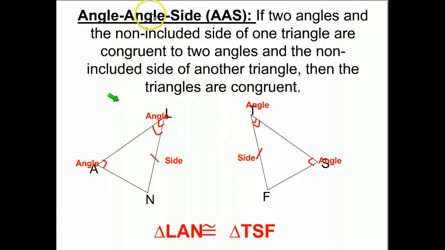Once again, here's a quick look at the AAS postulate and a reminder of what it means. It's exactly like it looks. AAS means we have an angle, followed by a side. An angle and an angle, followed by a side in this triangle, congruent to an angle and an angle, followed by a side in this triangle, is a way to prove that those two triangles are congruent.